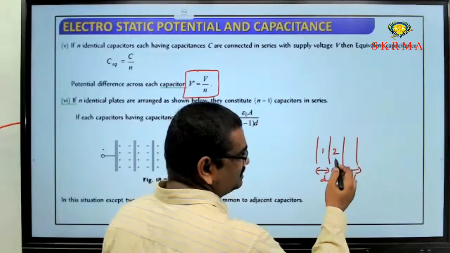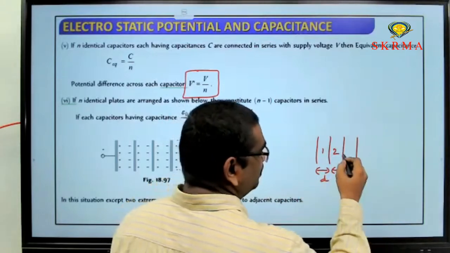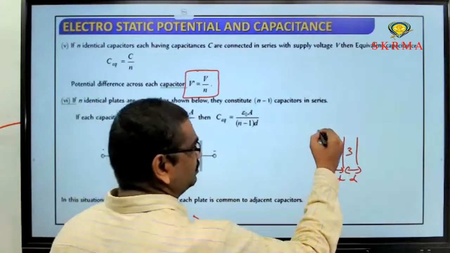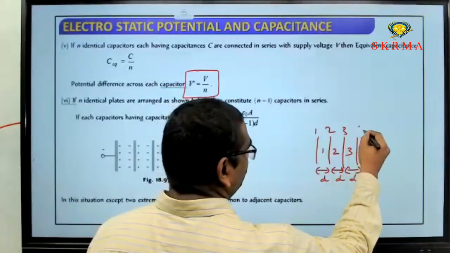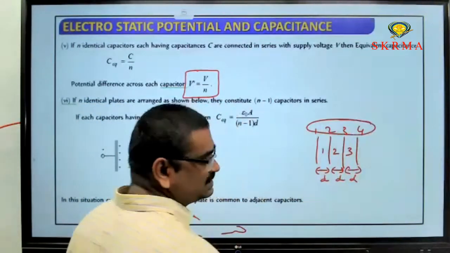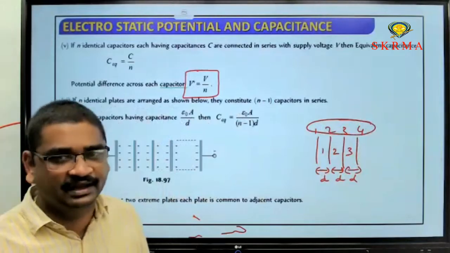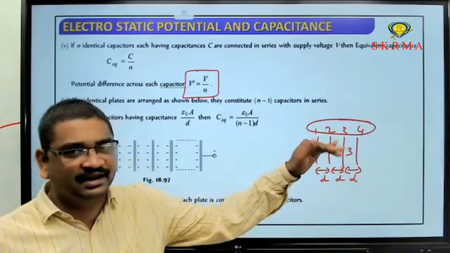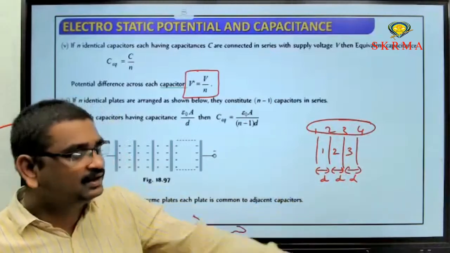Due to these 2 plates, we need to take that one as the second capacitor. For these 2 plates, the third capacitor. How many plates are there? 1, 2, 3, 4 plates are there. But how many capacitors did we get? Only 3 capacitors. So if 4 plates are there, we are getting 3 capacitors.